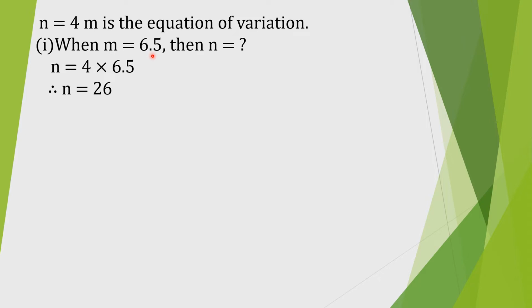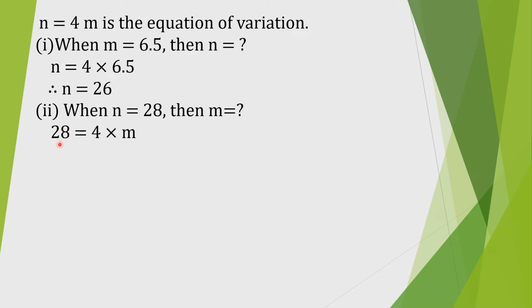When m is equal to 6.5. Now we'll solve the second part. When n is equal to 28, then m equals dash question mark. So let's find out the value for m. So we'll substitute n equal to 28 in our equation of variation.